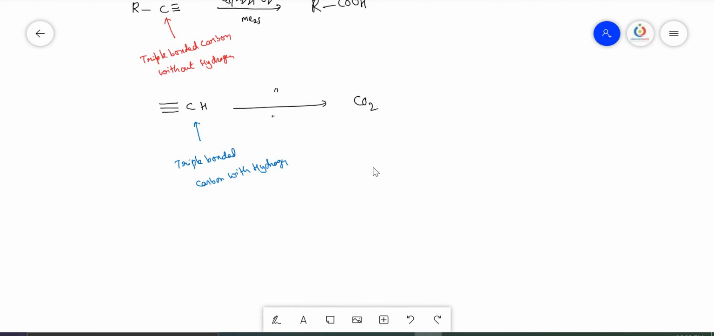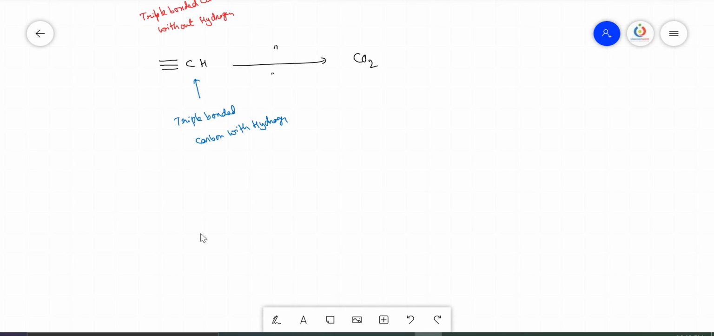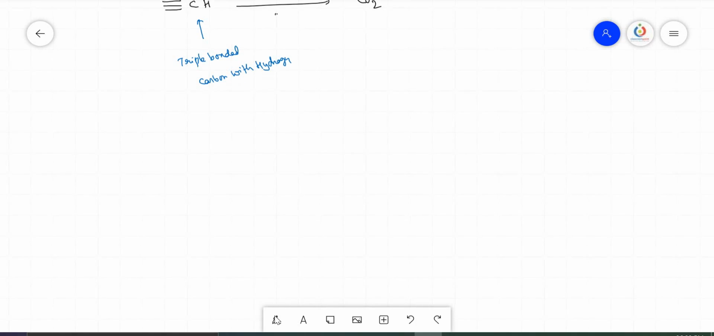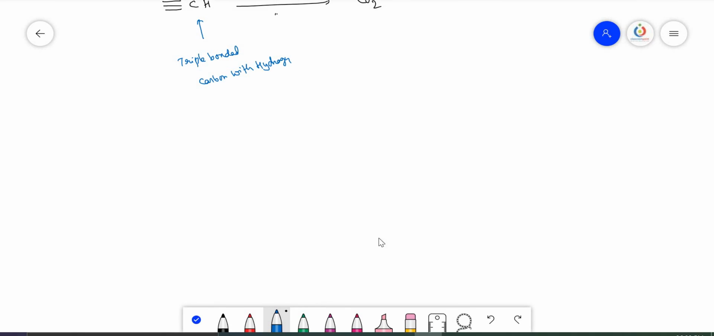There, a double bonded CH2 is converted to carbon dioxide in the case of oxidative ozonolysis, but not in reductive ozonolysis. But here, a triple bonded carbon with hydrogen will be converted to carbon dioxide. So we shall see some examples which will be very helpful for us.